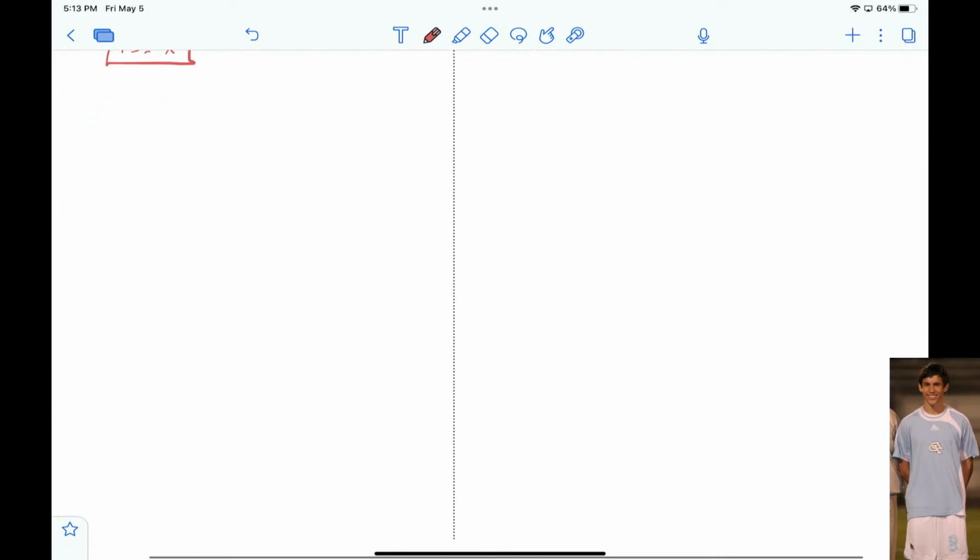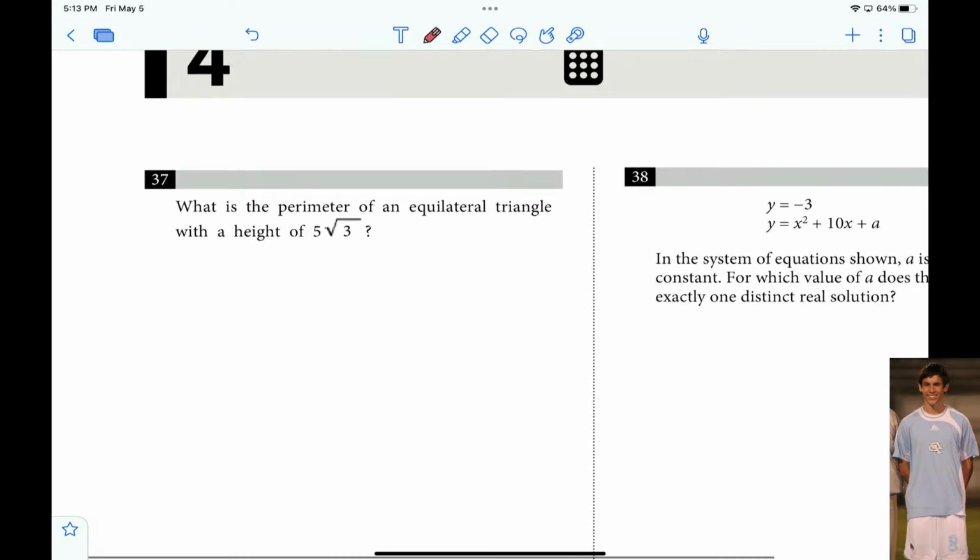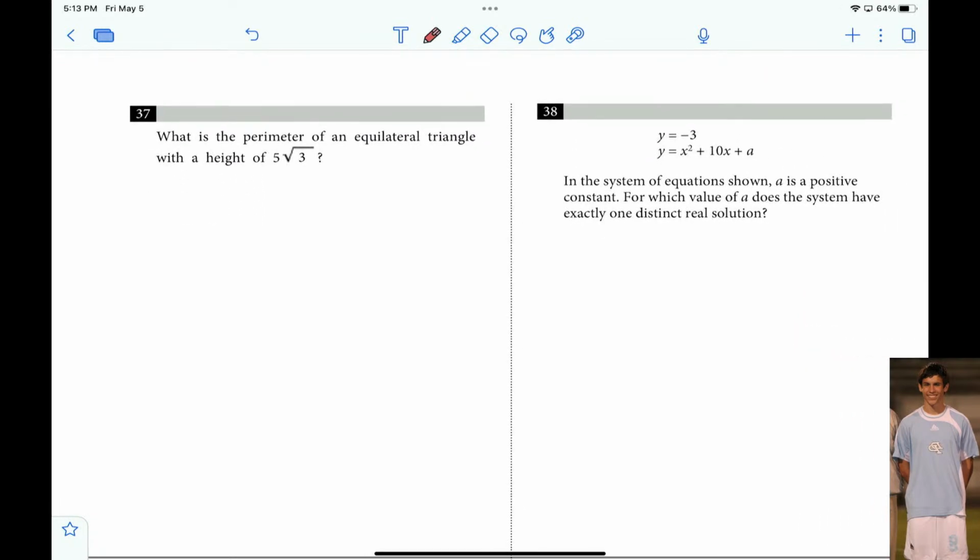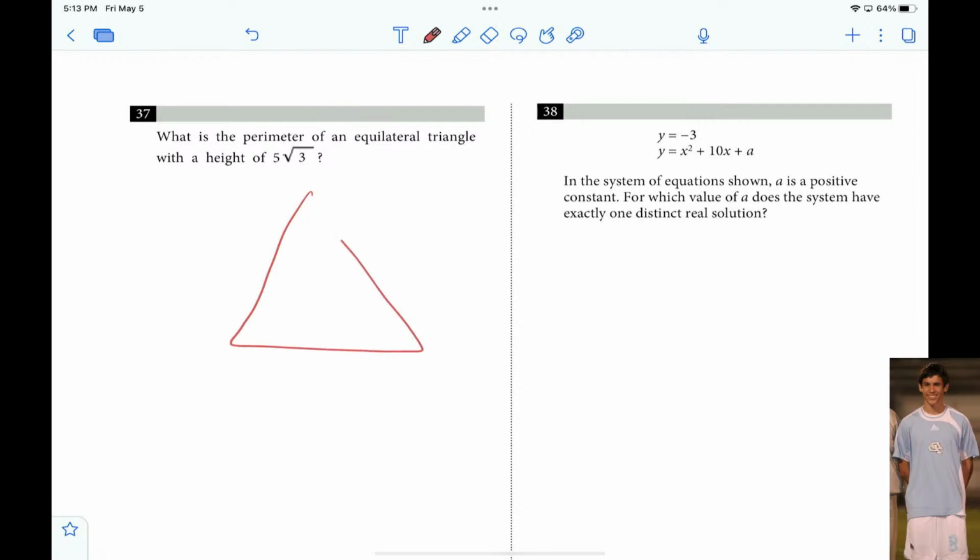All right. So 37. 37 says, what is the perimeter of an equilateral triangle with a height of 5 square root of 3? So they're talking about a triangle. They didn't draw it for us. So let's go ahead and draw a triangle. I'm going to try to draw my best approximation of an equilateral triangle. That's not terrible. I think I could do better, but whatever. Okay. And then they said that it has a height of 5 root 3.